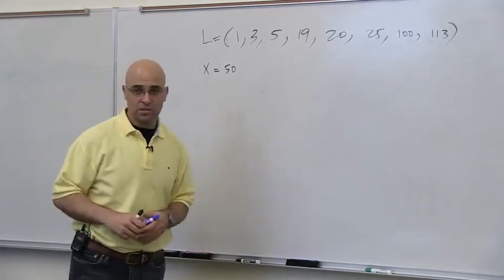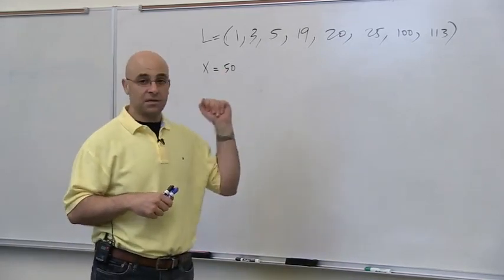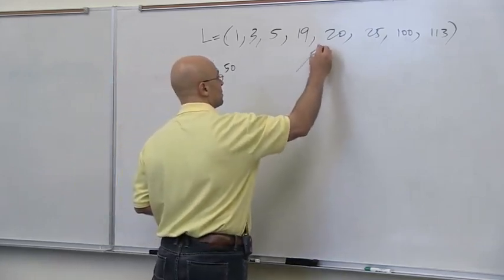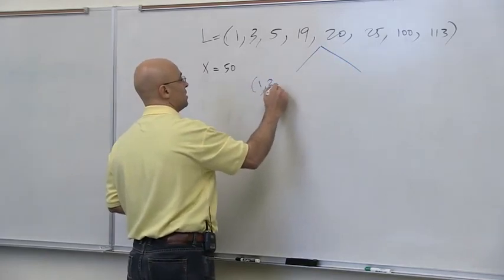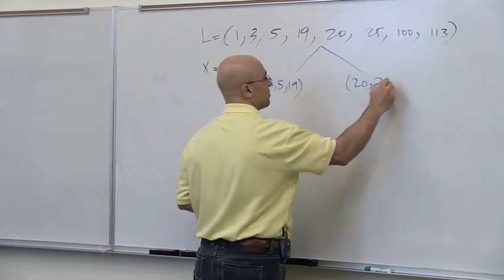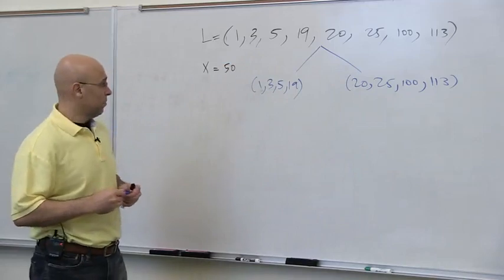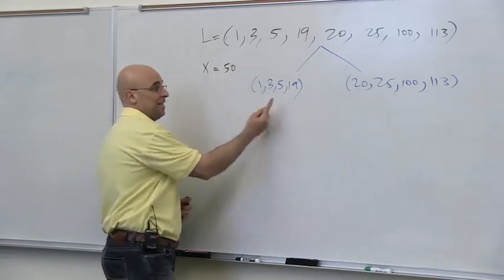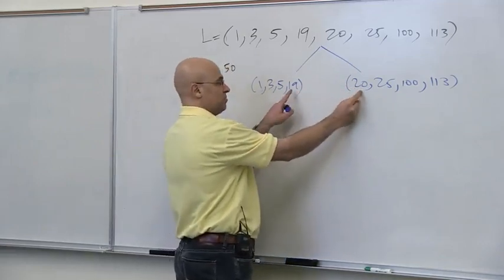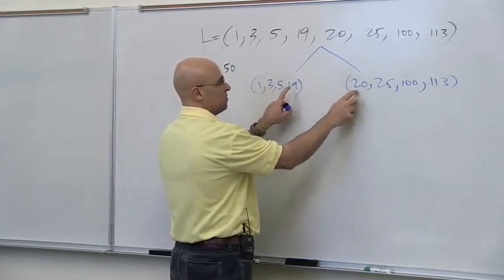In this list that is sorted, the first thing we do, again in a divide and conquer, say I'm not going to look in the entire list, I'm going to divide it in half. So I'm going to take this list and divide it into two halves. Now I have 1, 3, 5, 19. And the second one is going to be 20, 25, 100, and 113. Right? Now I know that I'm looking for 50. I know that for this left half, 19 is the largest. For the right half, 20 is the smallest.